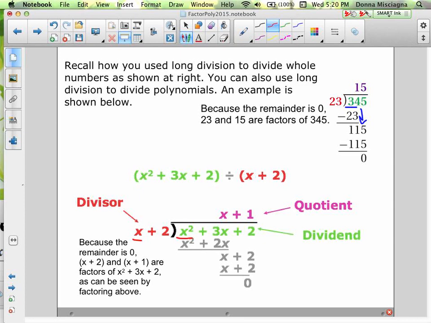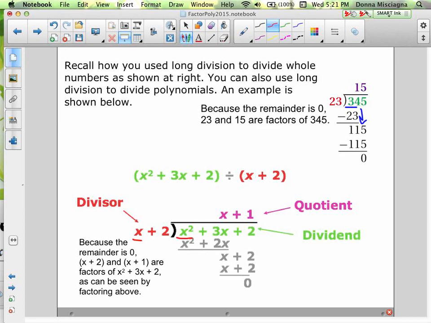Right? X times x would give me x squared. So notice I only deal with the first two terms. However, when we multiply by the whole binomial, to figure out our quotient, we're only going to work with one term at a time. Right? So x times x gives us x squared. X times 2 gives us 2x.